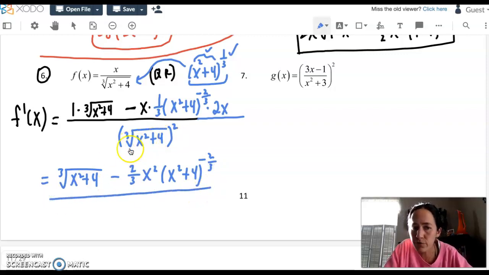All over. Feel free if you want to leave this way, that's fine. Or you can write it as a fractional power. That works too. x squared plus 4 to the 2/3 is an okay way to leave it.